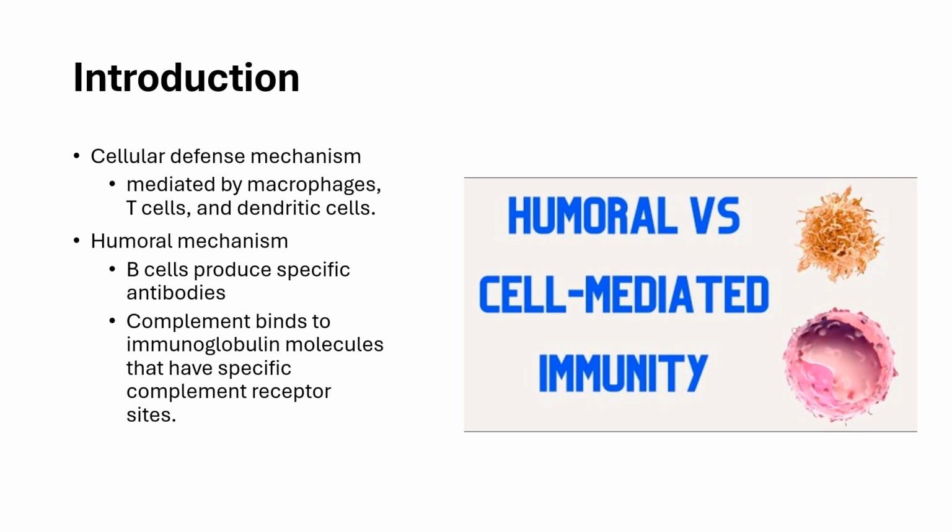The complement system is a group of proteins that bind to immunoglobulin molecules or antibodies. Complements enhance the ability of antibodies and phagocytic cells to clear microbes and damaged cells. Complement proteins have specific receptor sites on immunoglobulins, which trigger a cascade resulting in the destruction of the pathogen.